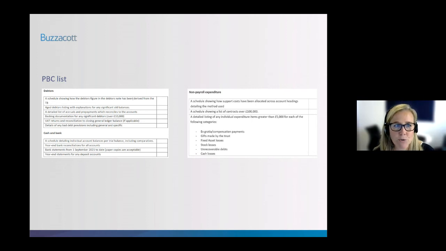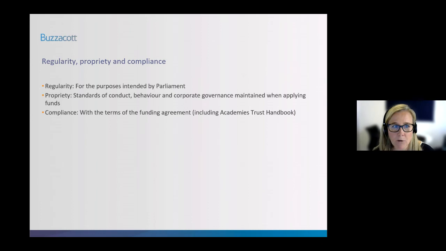If we move on now to my next slide, we're looking at regularity now. So on this slide, we're really just looking at the key definitions for this assurance engagement. So regularity refers to the funds having been spent in accordance with the purposes intended by Parliament. Propriety is about standards of conduct, behaviour, the corporate governance at the Academy Trust. And then compliance is about operating within the terms of your funding agreement. And this does include the relevant Academies Trust Handbook, which is why it's so important.